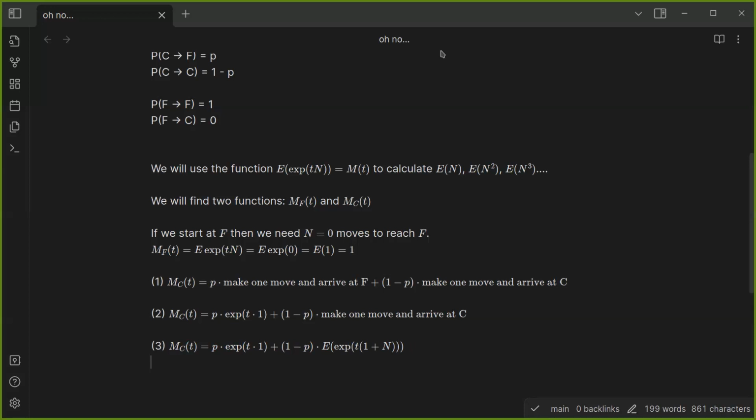And n is the number of moves, that is a random variable? Yeah, n is a random variable. That's the number of moves that I need to go from C to F in this case. N is a random variable, yeah. Okay.